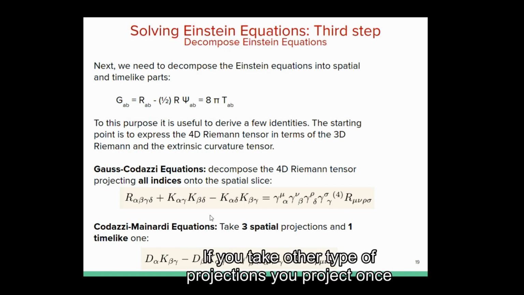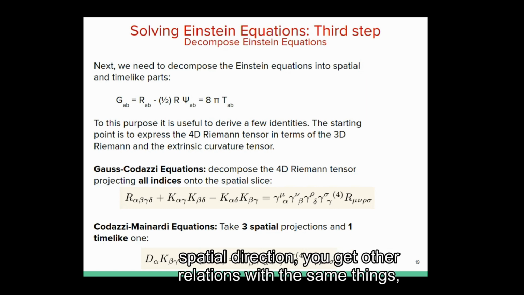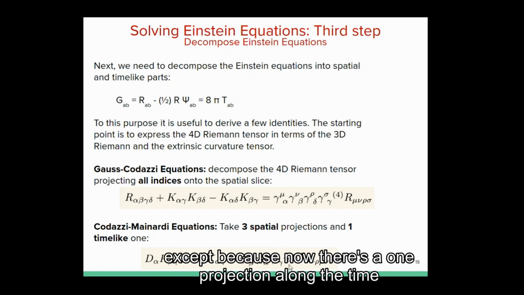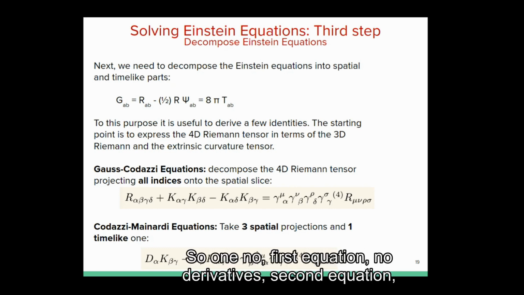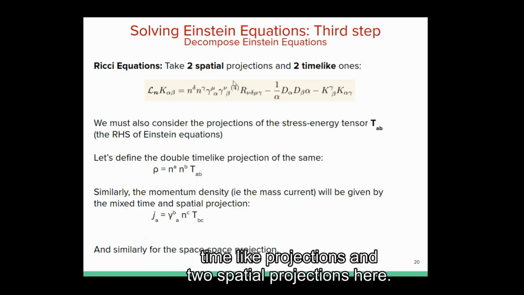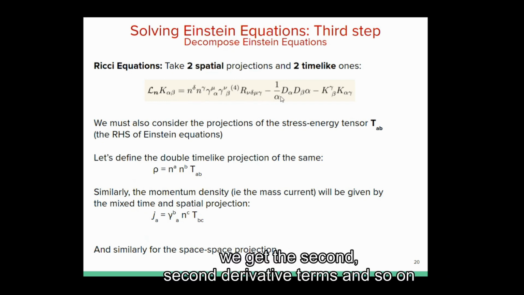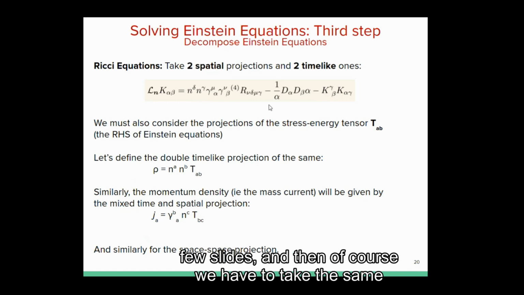Now, if you take other types of projections, you project once along the normal direction and then 3 times along the spatial direction, you get other relations with the same things, except because now there's one projection along the normal, you get derivatives of the extrinsic curvature. So, first equation, no derivative. Second equation, first derivative. And third equation, when you do 2 time-like projections and 2 spatial projections, we get the second derivative terms and so on. So, these are 3 very useful equations that we'll use in the next few slides.